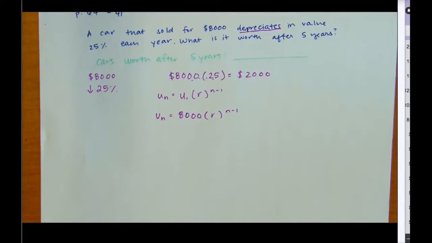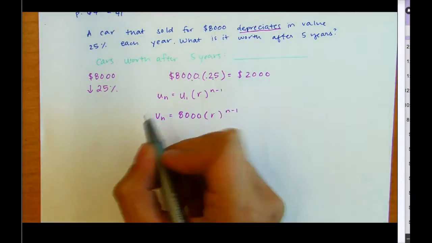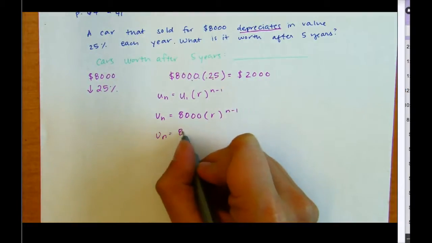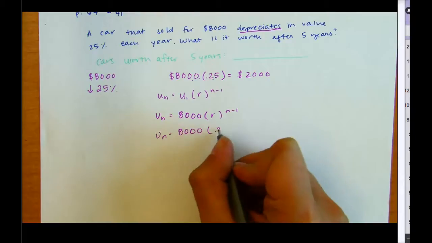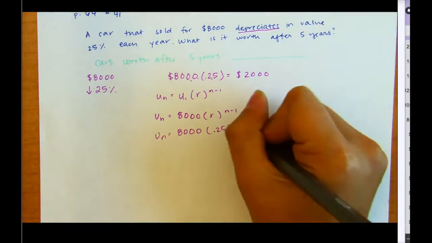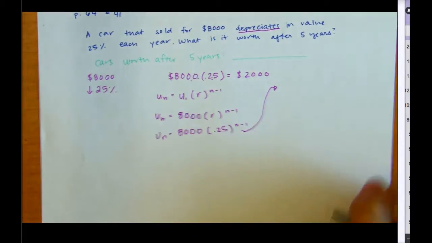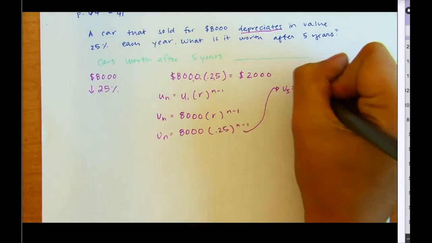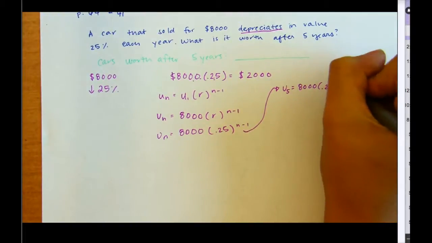Think about something else that you could try. Maybe you said that I could try plugging in 0.25 for r, so that I would get the equation u sub n equals 8,000 times 0.25 to the n minus 1. Now, if I'm finding the car's worth after 5 years, I could plug in 5. I'll end up with u sub 5 equal to 8,000 times 0.25 to the 5 minus 1.